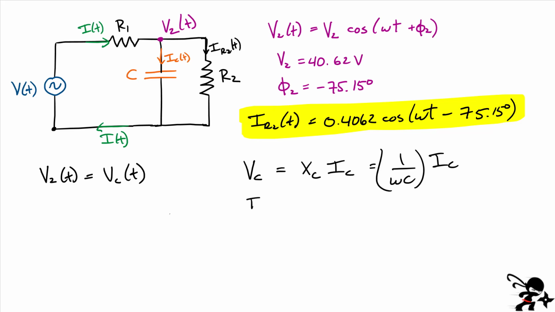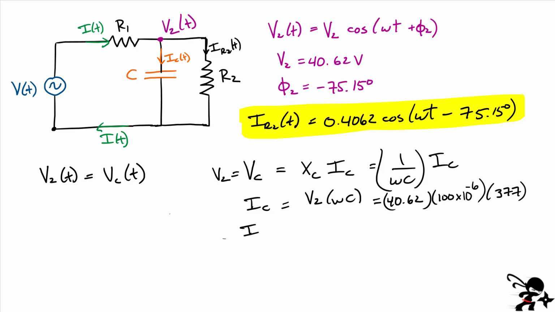So now we can calculate what this is. I_C is going to be that voltage V2, that's V_C, that's this amplitude, and it ends up being multiplied by omega C in this case, if I bring this to the numerator side. So we get V2 was 40.62. Capacitance was 100 microfarad, 10 to the minus 6. And we still had our omega, which was 377. So I get a magnitude of current that is roughly 1.53 amps.